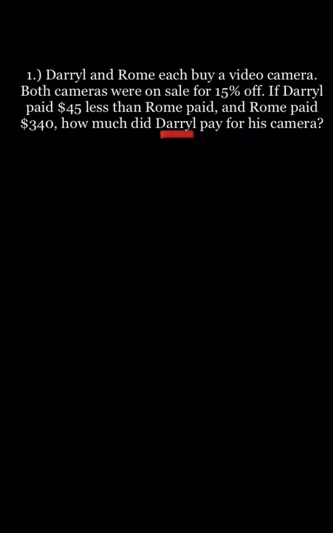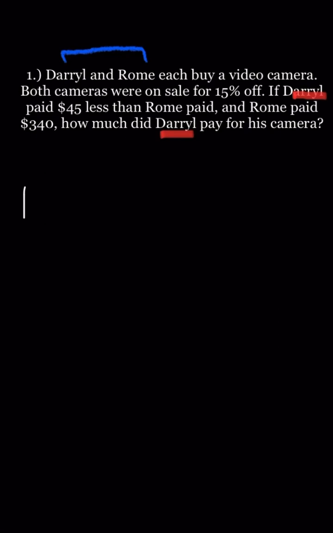And we have two persons, Daryl and Room. And then we have the first condition. Daryl paid $45 less than Room paid. Okay, so that's our first equation or clue. Let's write that one.